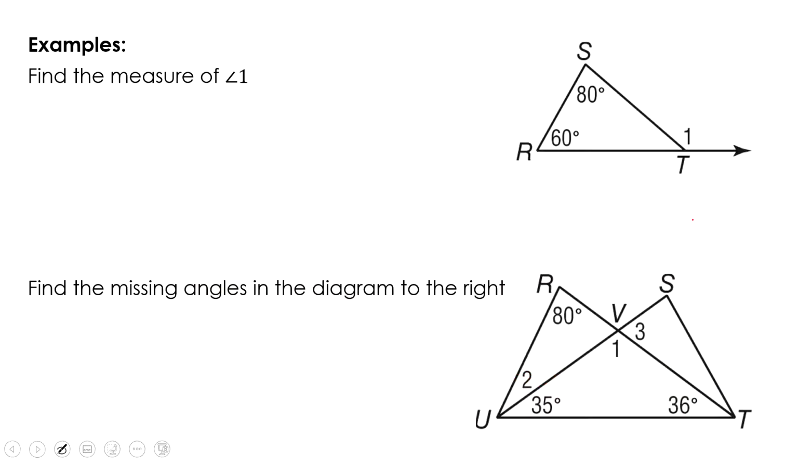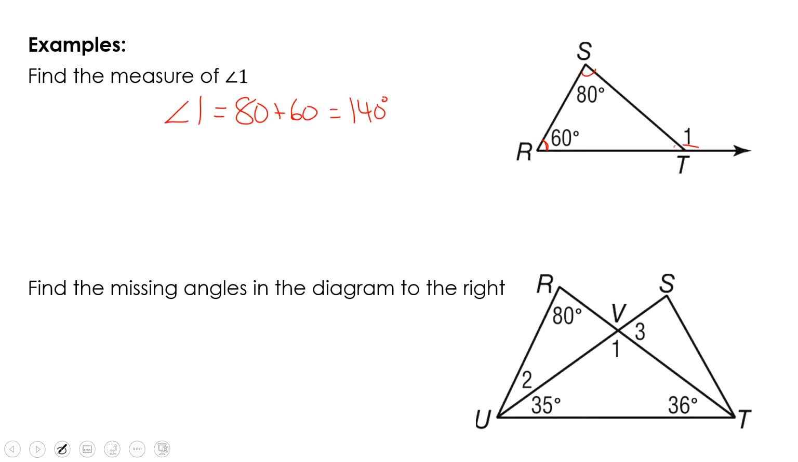Okay, so here's an example to kind of show what we're looking at. Our first diagram, we want to find the measurement of angle 1. I know angle 1 is the sum of those two because 1 and this angle here are a linear pair. They're supplementary. They equal 180 degrees. I also know this angle plus the other two angles equal 180 degrees. So angle 1 is just basically going to be 80 plus 60, or 140 degrees. That's a simple example just to show you what we mean.